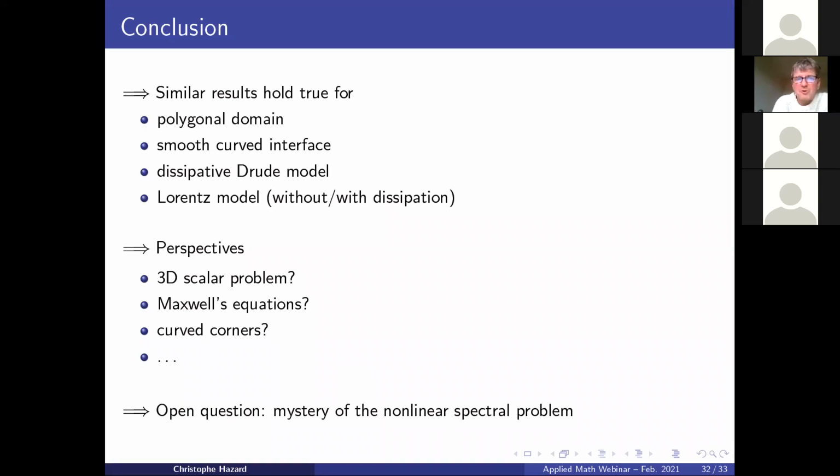We have worked also with the dissipative Drude model as well as the dissipative and non-dissipative Lorentz model, and we have exactly the same kind of results. What is important here is the fact that these different parts of essential spectrum appear from the same critical values or interval of the contrast.